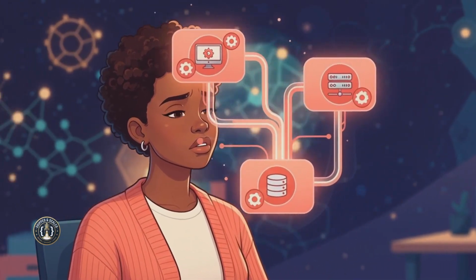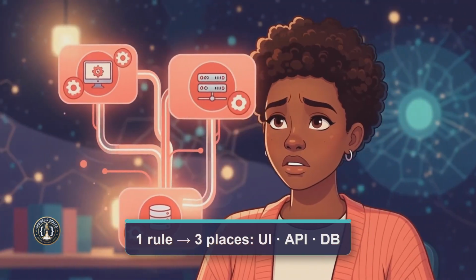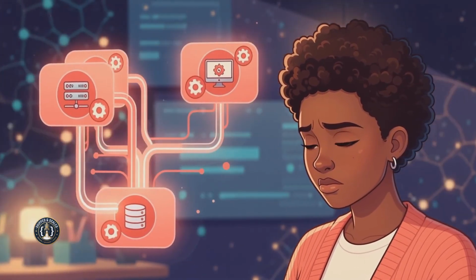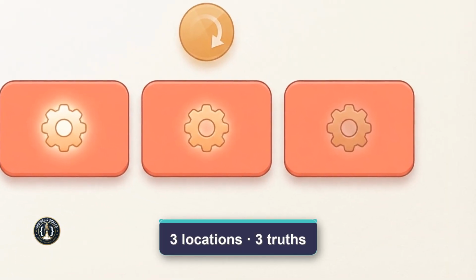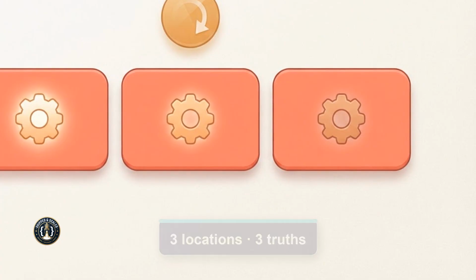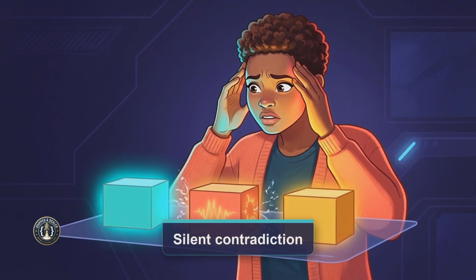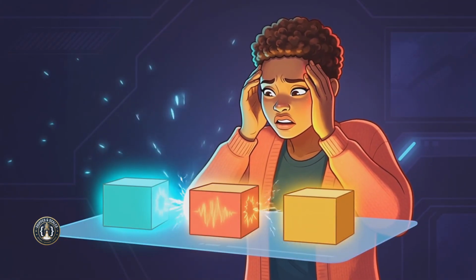Picture a simple business rule, a loan interest rate, checked in three separate places: a UI validation, an API endpoint check, and a database constraint. Three locations, three truths. When the business changes that rate, someone has to remember to update all three. Miss one and your system silently contradicts itself. The UI shows one rate, the API enforces another, and the database stores a third.